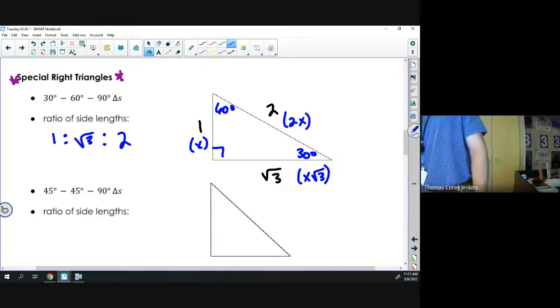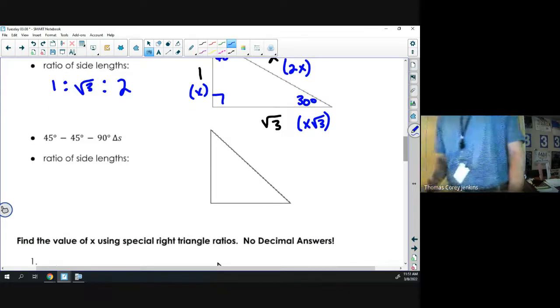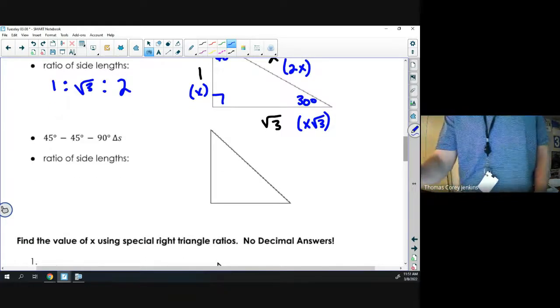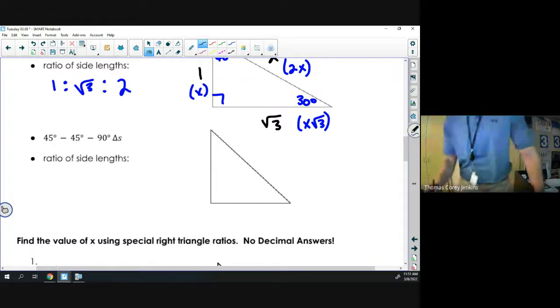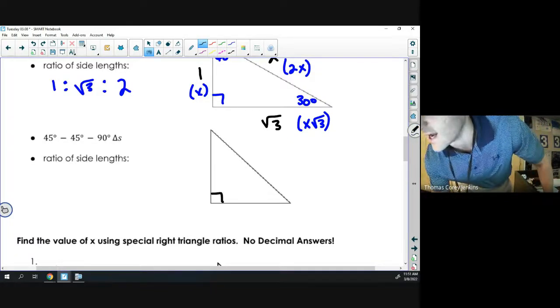Okay, so again, no reason you should have known that, but it's just a more definitional thing. Okay, 45, 45, 90s. Obviously, again, this is the 90, so your other angles are 45s.